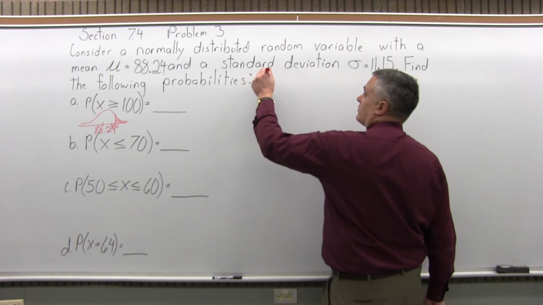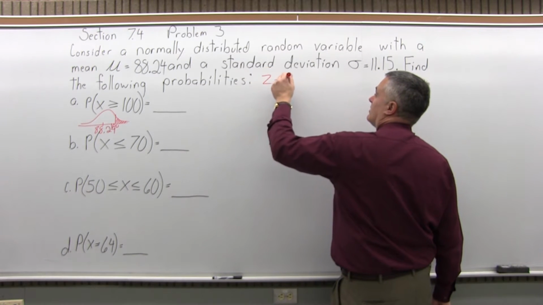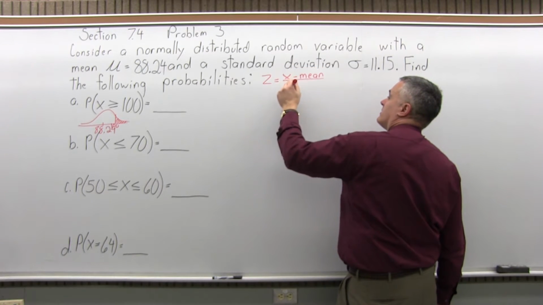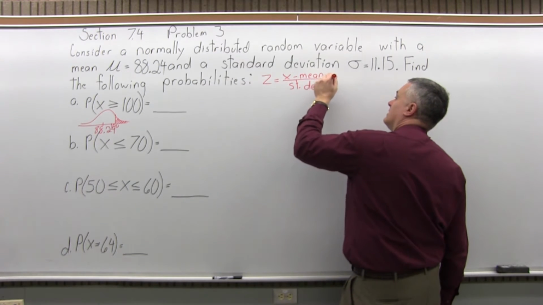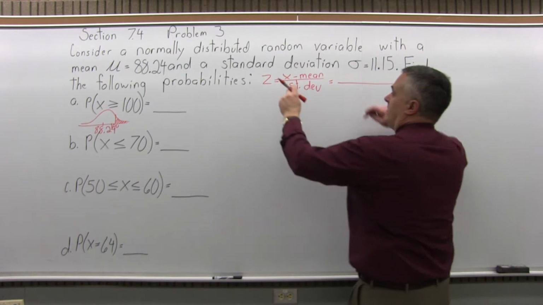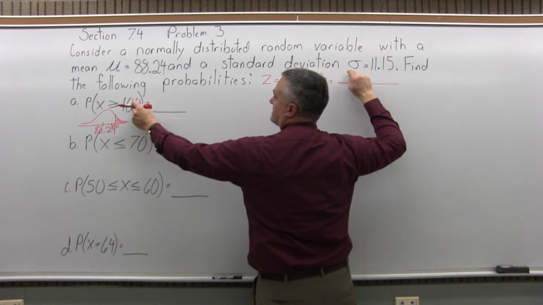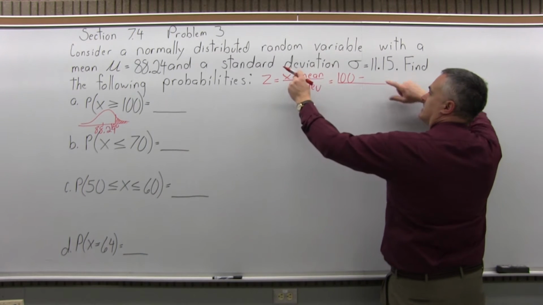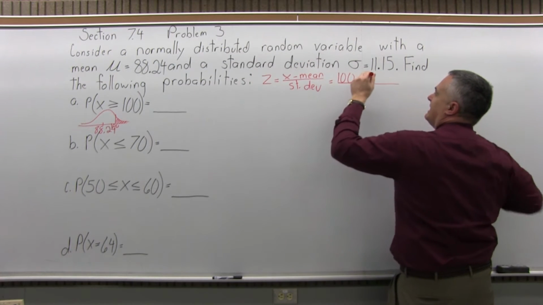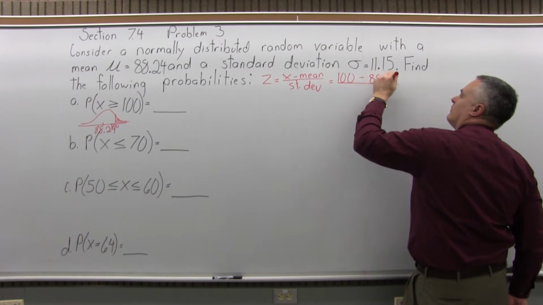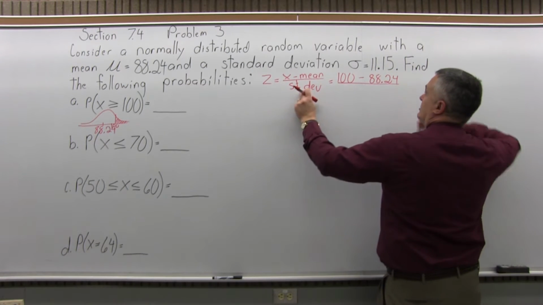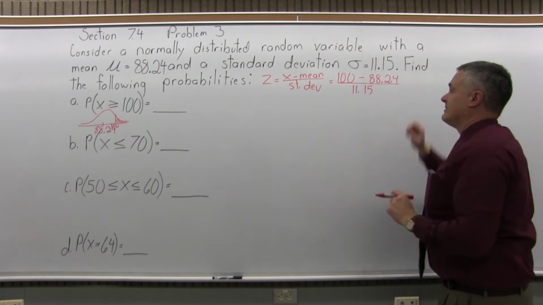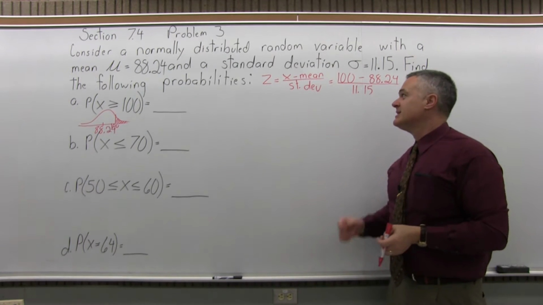So we're going to use the formula z equals x minus the mean over the standard deviation. That's the z-score formula. And for part A, the x, the number we want to convert, is 100, minus the mean, which is 88.24. And the standard deviation is 11.15. This one has some decimals in it, makes it seem a little bit messy.